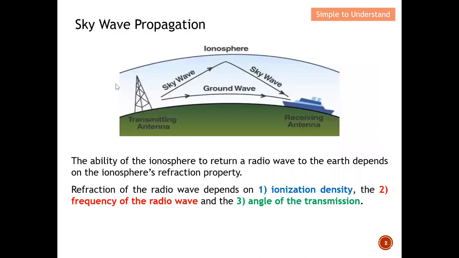Thanks, guys. This is what I mentioned earlier in the part 2 discussion on the various modes of radio wave propagation: sky wave propagation. The ability of the ionosphere to return a radio signal to the Earth depends on the ionosphere's refraction property. This was heavily discussed in part 2. How can a sky wave return back to the Earth? It depends on the ionosphere refraction property. In this video, I'm going to further discuss the refraction of the radio wave. It depends not only on the ionization density, but also on the frequency of the radio wave and the angle of transmission. So besides the ionosphere refraction property, radio frequency and the angle of transmission are two important parameters that determine how a radio wave like a sky wave can be refracted back to the Earth. This is what I'm going to emphasize in this video.